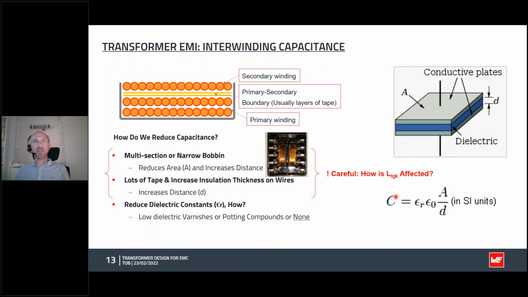And so we do have to consider that we need some insulation there, so we probably have to have some tape, but still, by not using a varnish or potting compound, or using very low ones, we can reduce this epsilon R, and hence reduce the parasitic capacitance. And the bonus about this technique is it does not affect the leakage inductance, so it's a win-win.